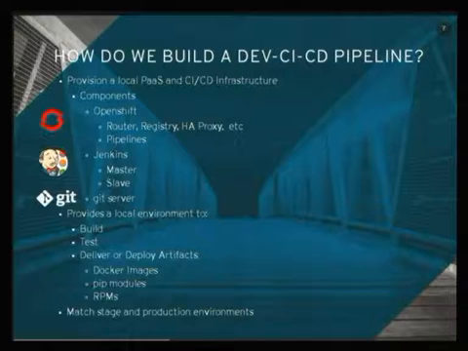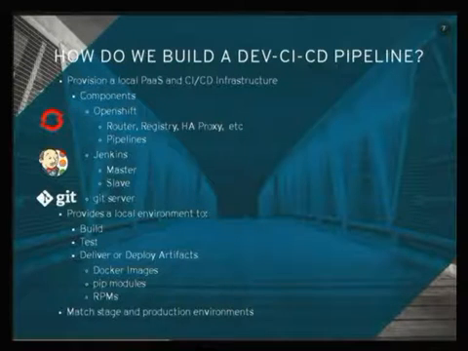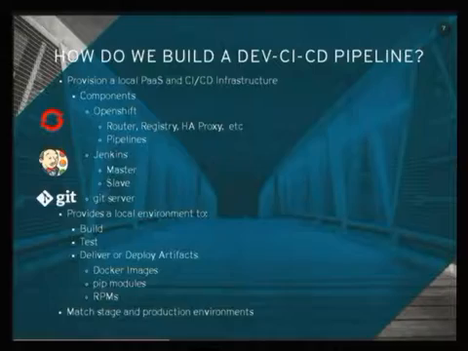And then we have the Jenkins master, which is just an application that runs like any other application or microservice inside of OpenShift, and a Git server, a local Git server. And this allows us to do all these other tasks of building, testing, delivering, and deploying, whether it's Docker images or pip modules or RPMs or other things. It allows us to do that and deploy that in the different environments.